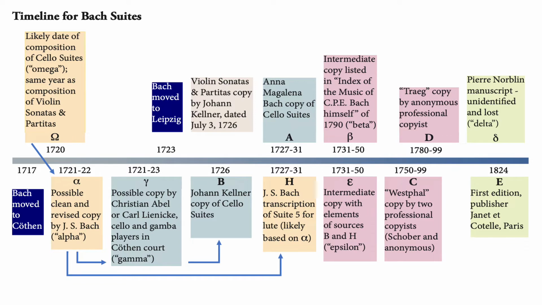Sometime in the next 5 years, Bach made his transcription of the fifth suite, source H, probably working from his clean copy Alpha. It is obvious that Bach was transcribing from the scordatura cello suite, as he made a mistake in Gavotte 1, measure 26, writing the last 4 notes a pitch too high.